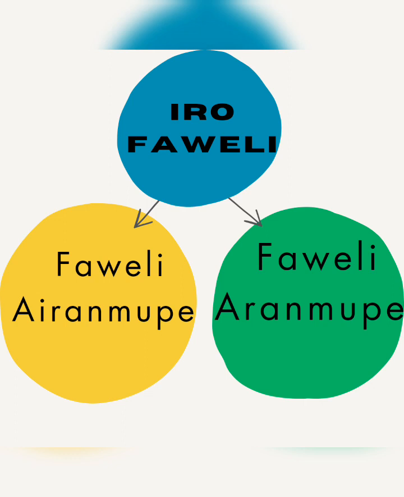Faweli àìrọ́múpè, that's the first one, which is Faweli àìrọ́múpè. The second one, ìkejì, second means ìkejì in Yoruba, is Faweli àránmúpè. I will explain the two, then we'll move to the lettering of Faweli àìránmúpè and Faweli àránmúpè.